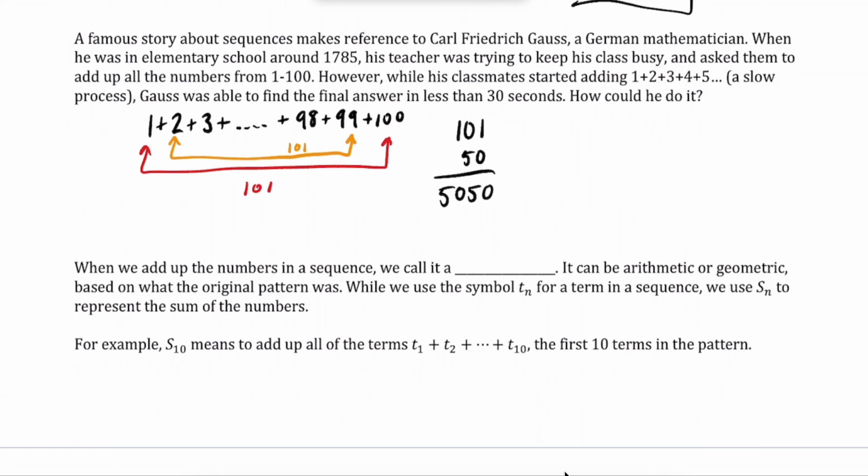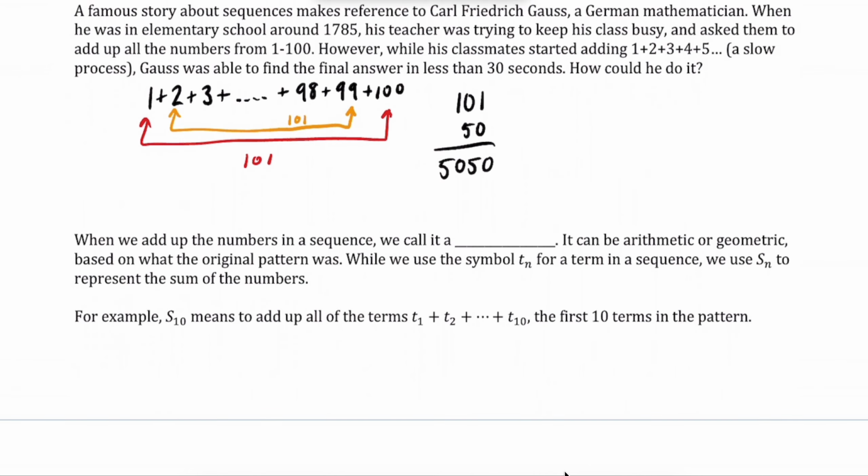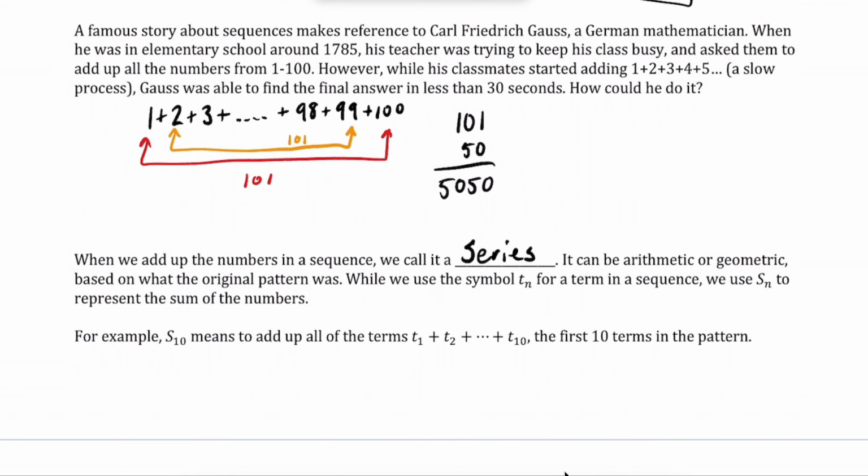Now, this actually applies to all arithmetic sequences. And a little bit more vocabulary for you. When we add up all the numbers in a sequence, we call it a series. So while we use the symbol Tn for a sequence, we use Sn to represent the sum of numbers. So for example, S10 means to add up all the terms, T1 plus T2 plus T3, all the way up to T10. S10 means to add up the first 10 terms in the pattern.